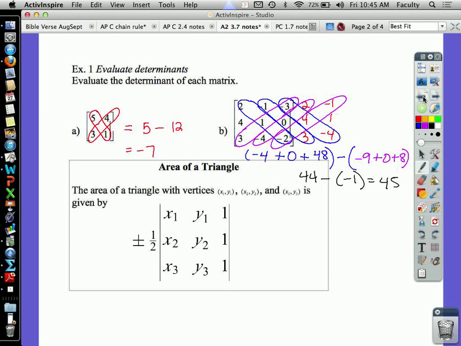Well, on the ACT, they love to give you a triangle that looks like this, and there's no way to find the perpendicular height. This isn't a right triangle, and you can't find that perpendicular height. But what you do have is you might have the coordinates of the vertices.